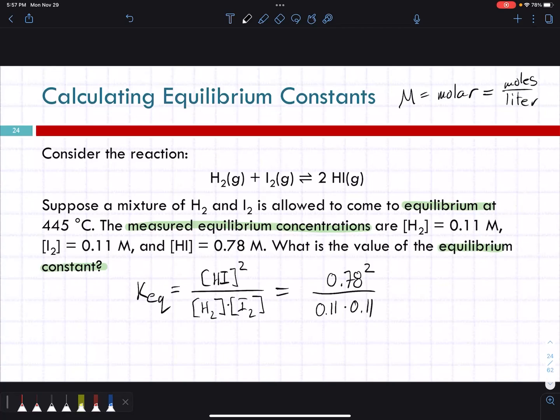You've got to be careful with these. If you type it into your calculator like I did, 0.78 squared, and then I did divide by 0.11, and then I just typed times 0.11, that's going to do it in the wrong order. So make sure you're careful with that, and use parentheses.